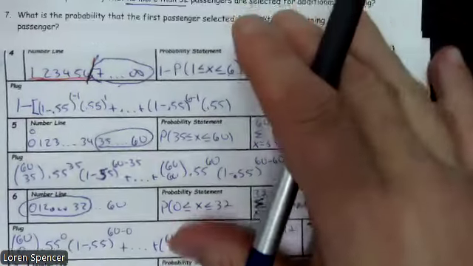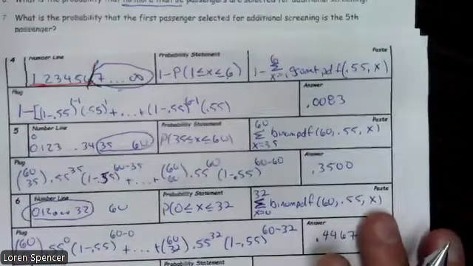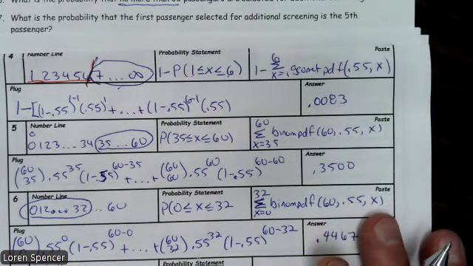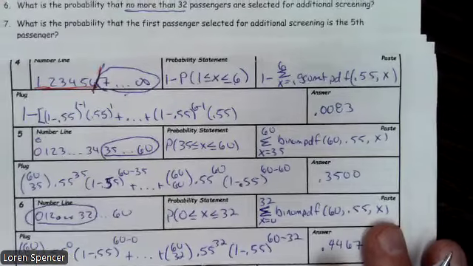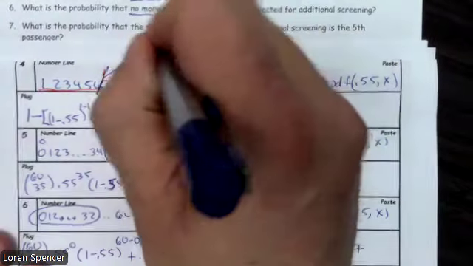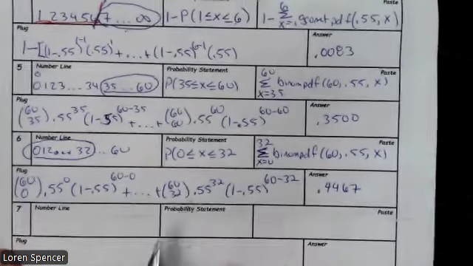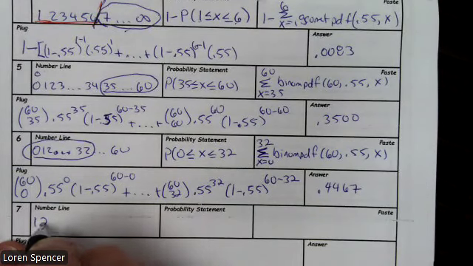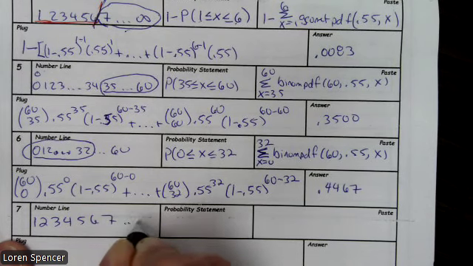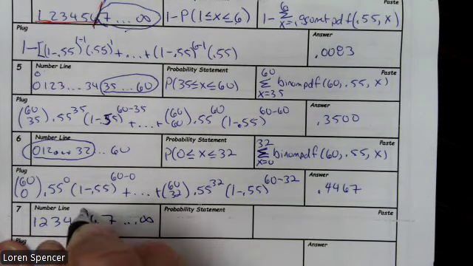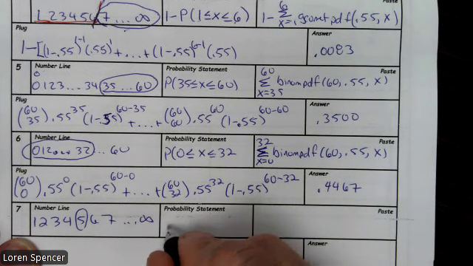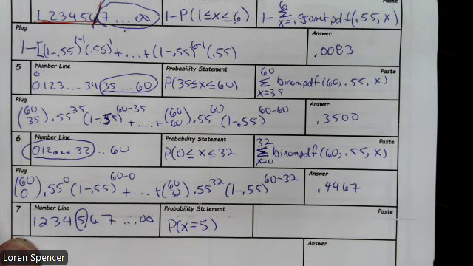All right, number 7. What's the probability that the first passenger selected for additional screening is the 5th passenger? So first, and we're looking for a specific value. The first tells me it's a geometric. The geometric starts at 1, 2, 3, 4, 5, 6, 7, dot, dot, dot, to infinity. We're looking for that value. So my probability statement is simply the probability that x equals 5.